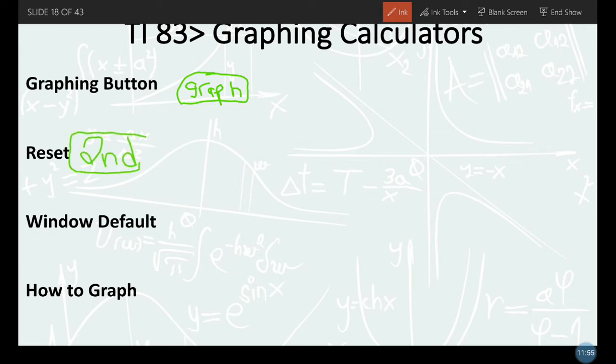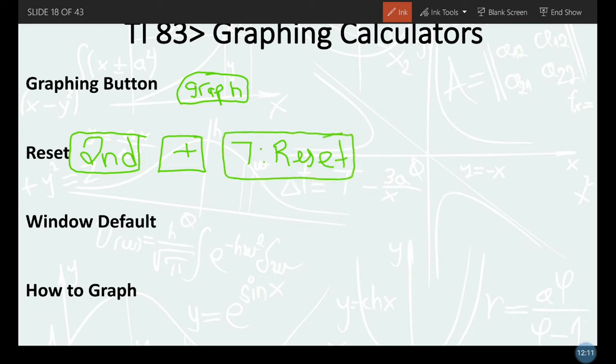So what I would do is I'm going to hit the second button. So I hit second and the plus sign, and that's going to get me to the memory. And when I hit the second plus sign, I need to go down to number 7, which says reset my calculator. So I'm going to reset my calculator. It asks, you want to reset everything? And I hit number 1. Say, yep, reset everything. Hit 2. And then that's just going to reset.